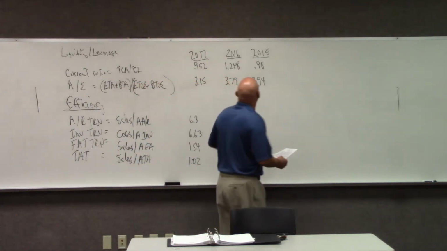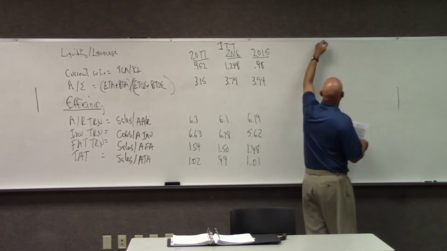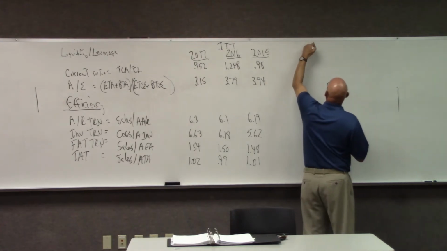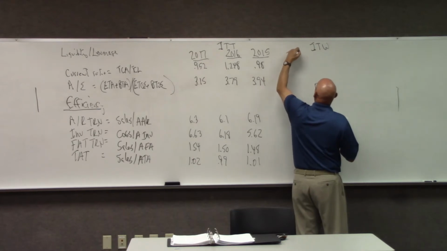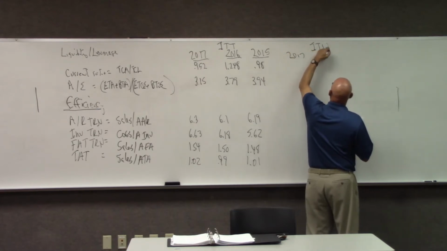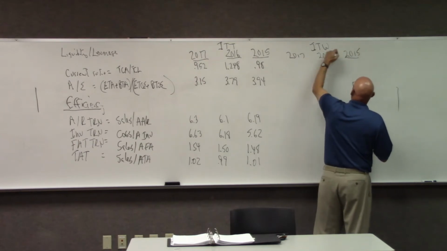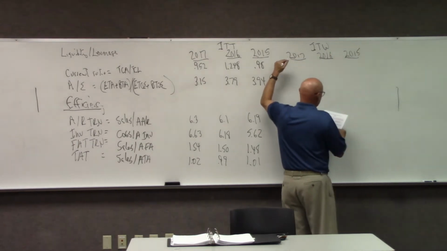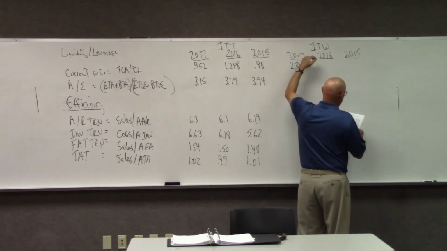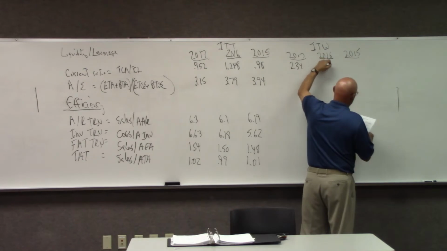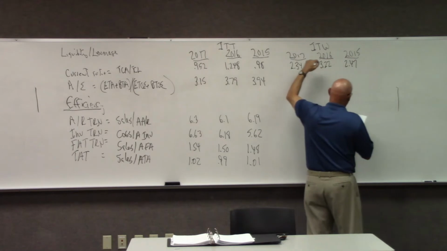Okay, so that's for ITT, and then for ITW, 2.34, and 3.22, and 2.47 for current ratio.